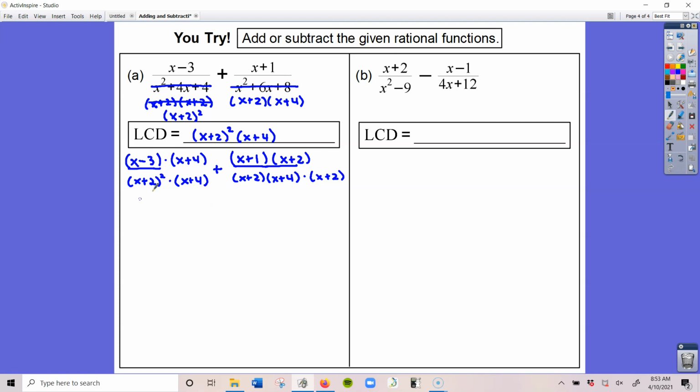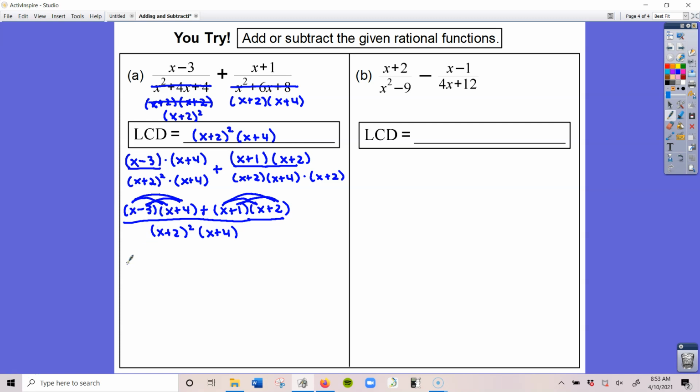So we have here in this numerator the x minus 3 times x plus 4 plus x plus 1 times x plus 2. And everything is now over the LCD, which is x plus 2 squared times x plus 4. Now we have to just work out the numerator. So we're going to distribute both of these factors as well as these here.